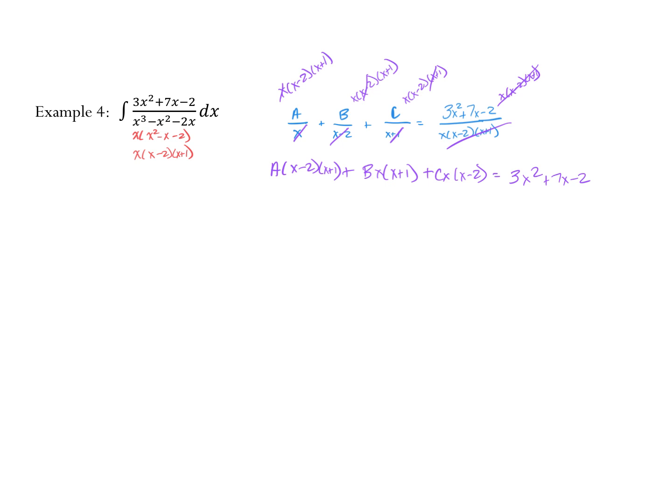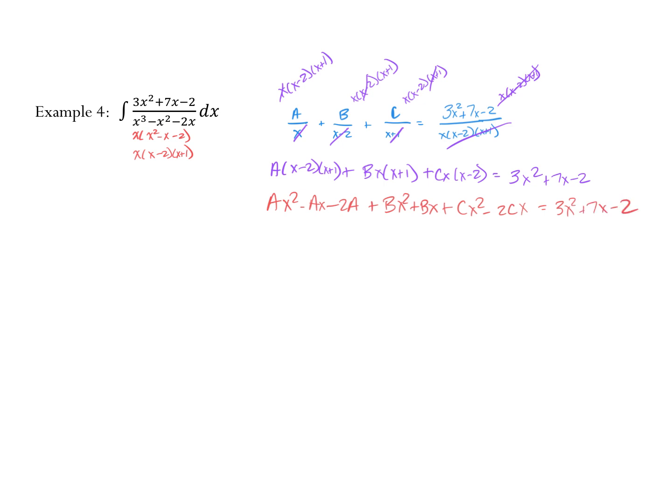All right, so now the next thing I'm going to do is just some distributive property. I happen to know that this whole expression is x squared minus x minus 2 because I factored, these two factors came from this. So I'm just going to distribute a to that x squared. So ax squared minus ax minus 2a. And then bx squared plus bx. And then cx squared minus 2cx. And then 3x squared plus 7x minus 2.